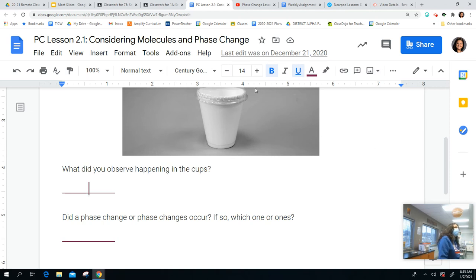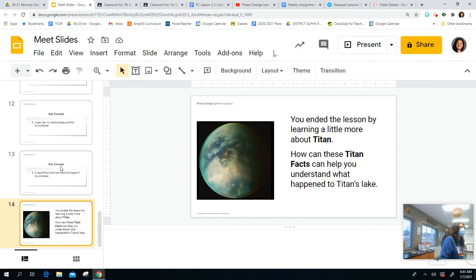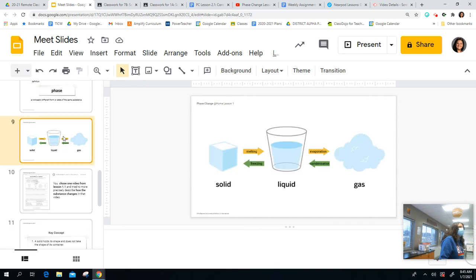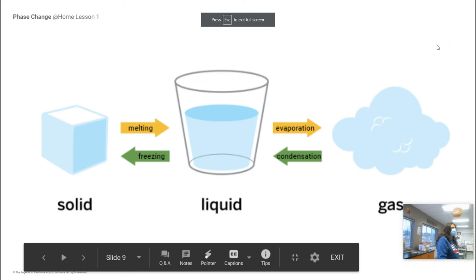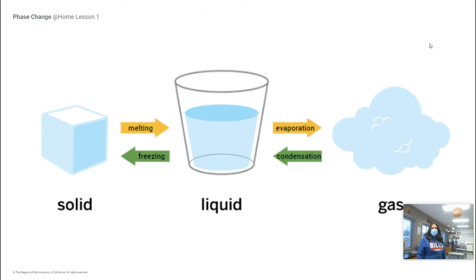To help you with that a little bit, I want to put up this slide. So there's our phase changes. In the first question, you want to describe what you saw, and I'll come around with the cups again. You can also watch that video again, a sentence or 2. And then the second question, which of those 4 phase changes do you think was occurring?